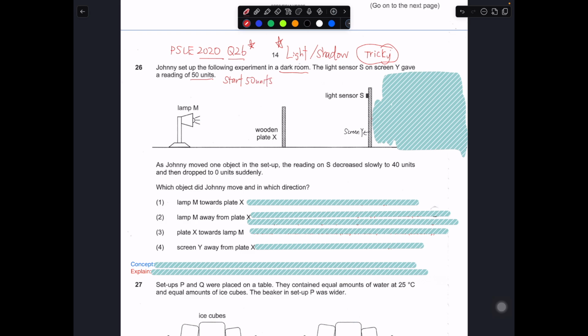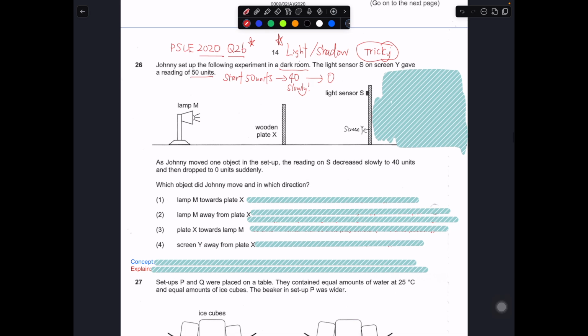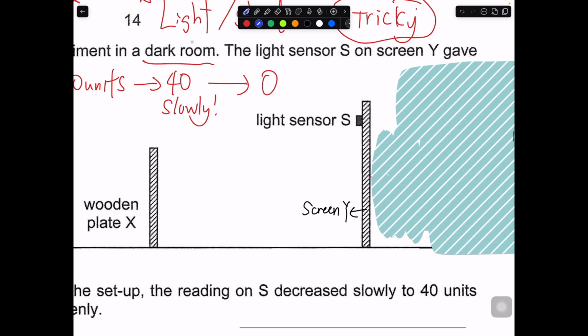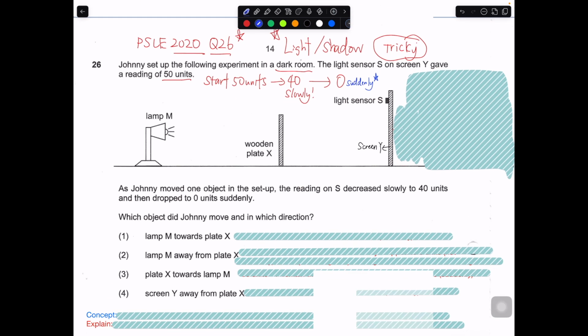So as Johnny moved one of the objects in the setup, so it could either move M, X or Y, the reading decreased slowly to 40, and then suddenly dropped to 0. This 0 unit is suddenly. So we need to remember this part. This is actually one of the key parts. Decrease slowly to 40, then drop to 0 suddenly.